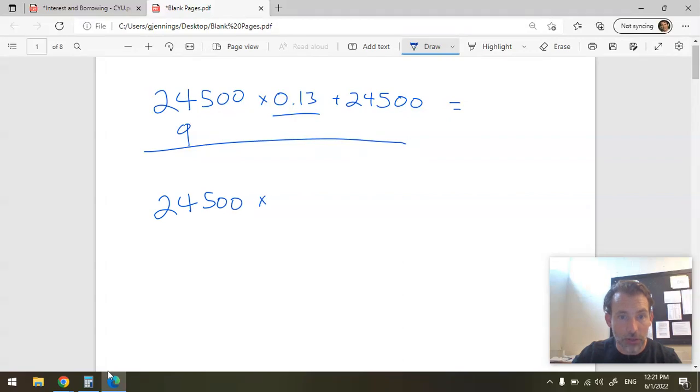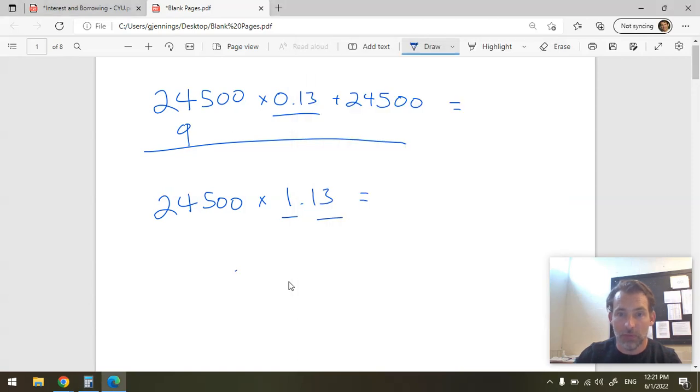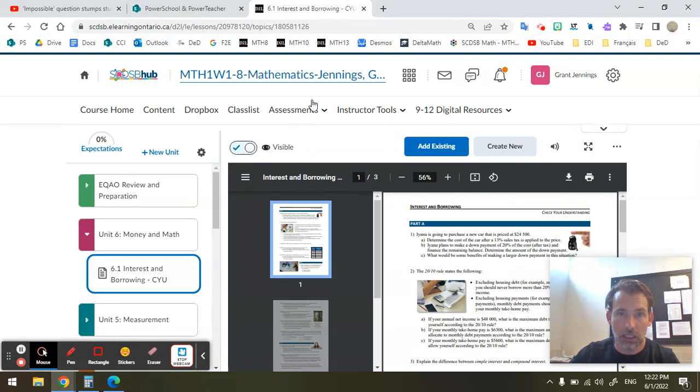This is the way I would do it. 24,500 multiplied by 1.13. This will give us the original price plus the tax, all in one operation. So that's what I'm going to punch. 24,500 times 1.13 gives us 27,685. That is the price that we'll pay for the car. And then what's our next piece of information here?